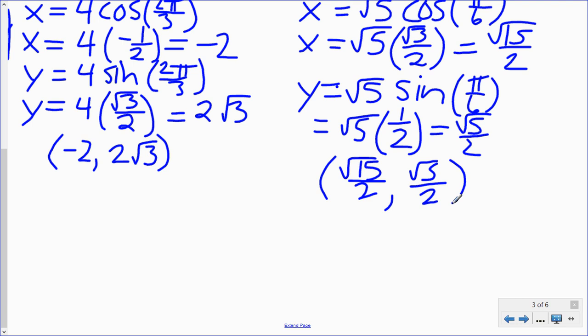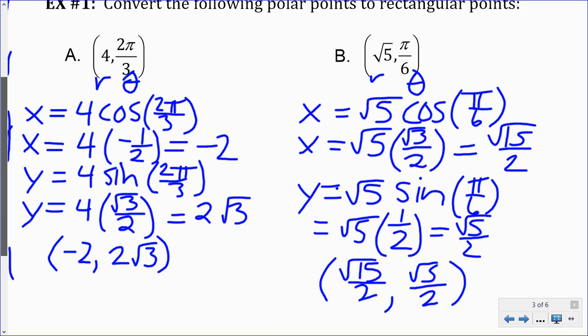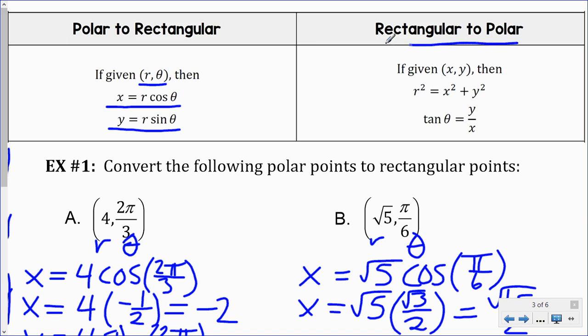Okay, now we can also convert from rectangular to polar. So to do this, you need to know that r squared would equal x squared plus y squared. And you guys, that's just the Pythagorean theorem, okay? And also that tangent of theta is equal to y divided by x. Okay, let's look at some examples.